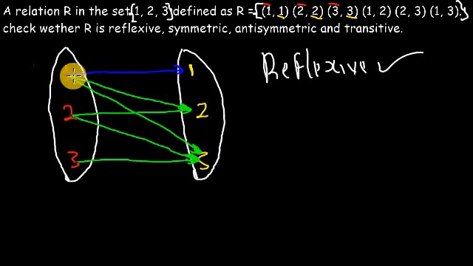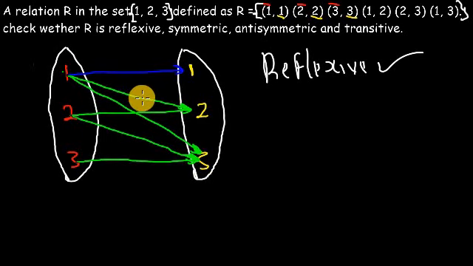Don't bother about 1 being produced to 2 again. Once it has already produced itself, it's reflexive. 2 produces itself and produces 3. It's still reflexive. Your main goal is just to check that all of them are being reflected by themselves. Once you can check that out, then it is reflexive. Otherwise, it is not. Perfect.